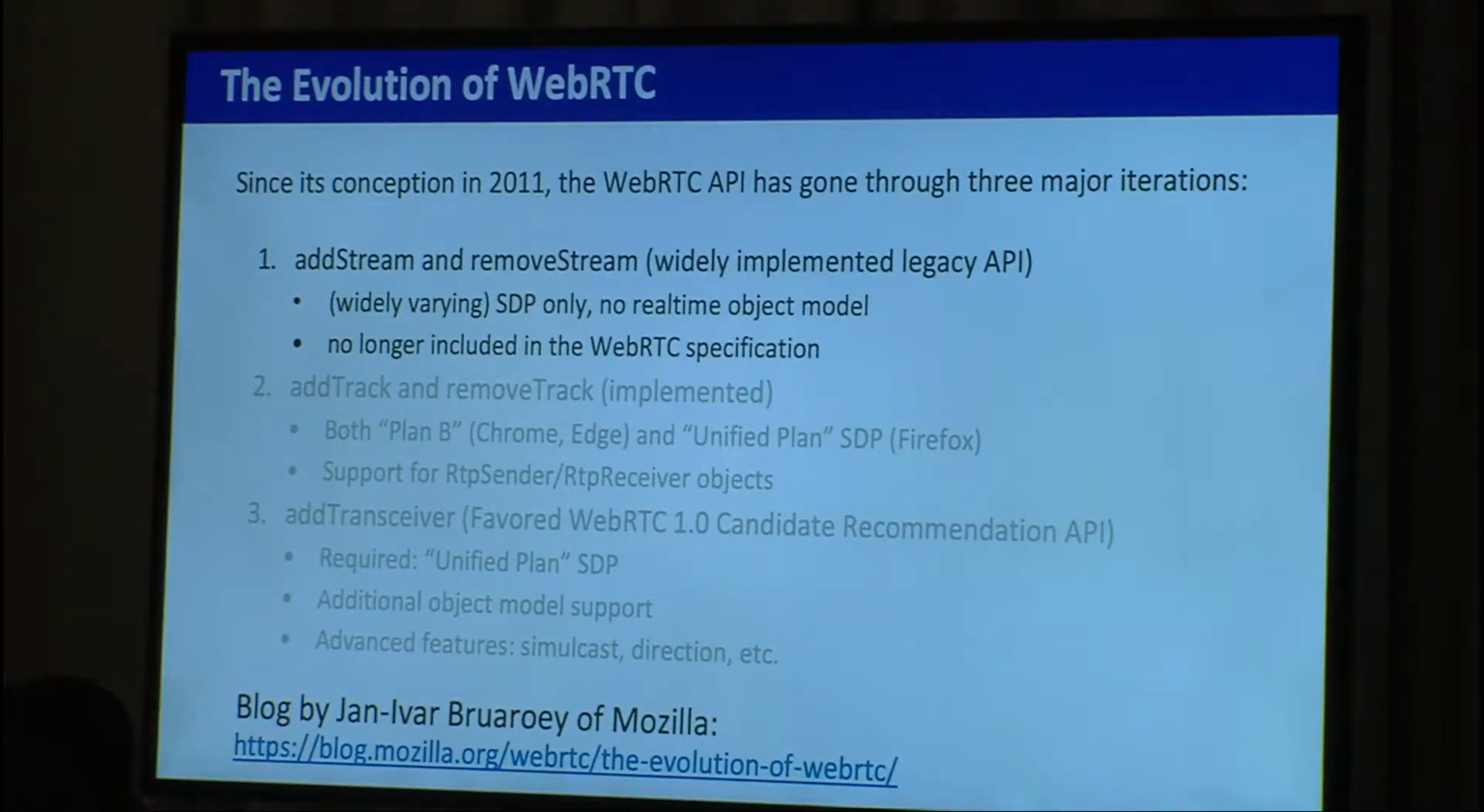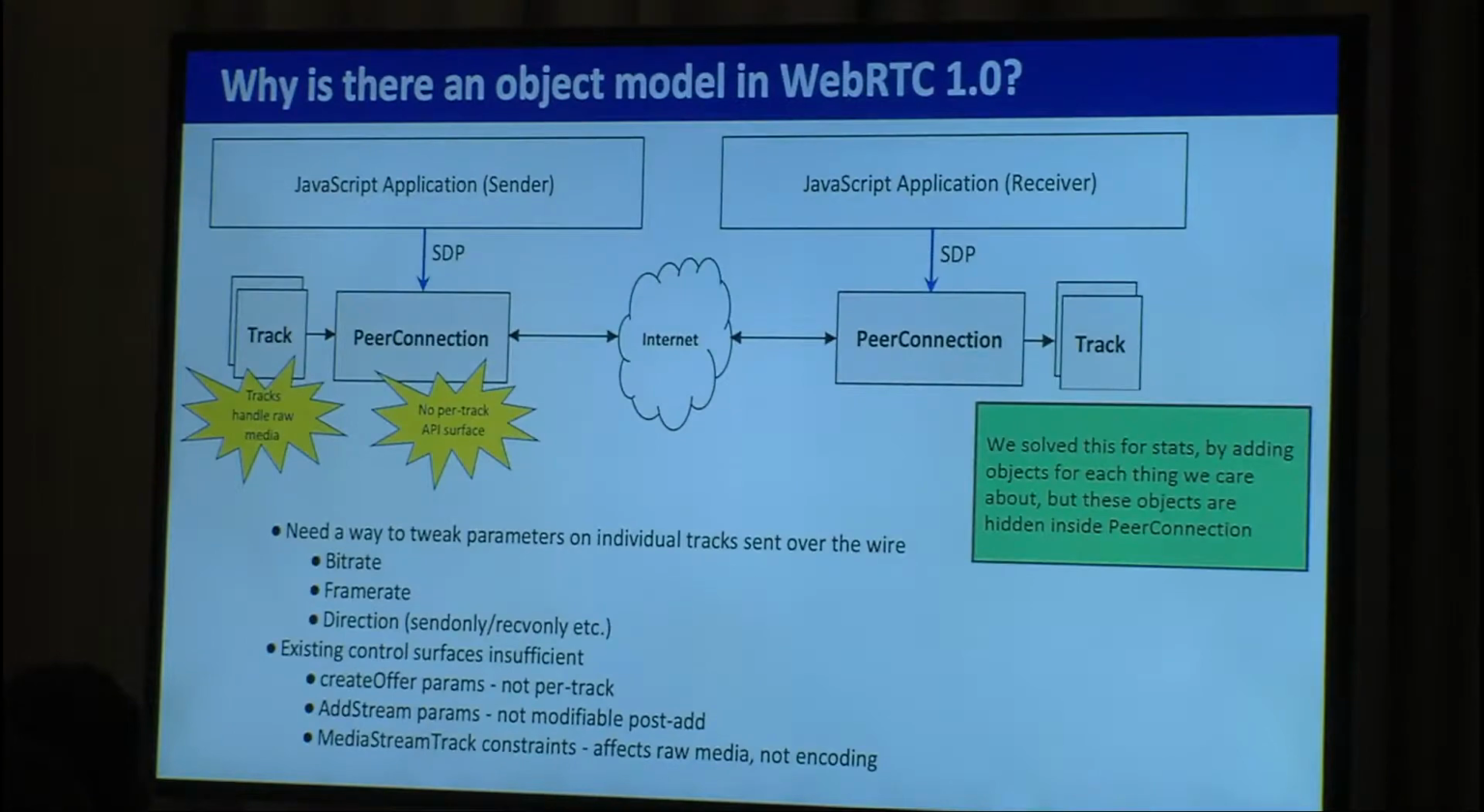I think the biggest change of all of these has been the move from add track, remove track to add transceiver with all the things that come with it. So why is there an object model? Why did we make the transition from add stream, remove stream to add track, remove track in the first place? And why wasn't that sufficient?